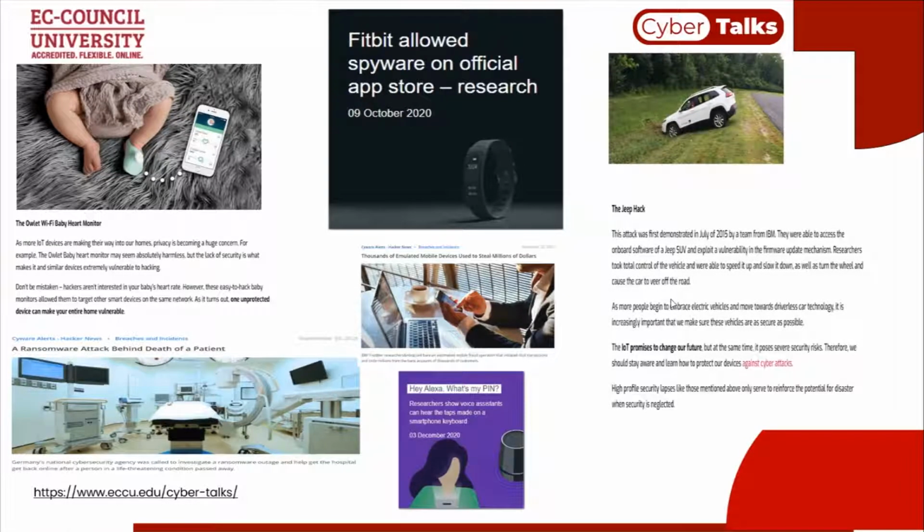The Jeep hack, you all may have heard of it, way back in 2015. A team from IBM could actually control the entire Jeep. They could really put the Jeep off the road from the highway, and they could control the speed and everything that was possible. So these are just a few simple examples, but I'm sure when you navigate the web, you will find so many other hacks that have happened and are happening, and attackers are not leaving any stone unturned to hack these emerging technologies.